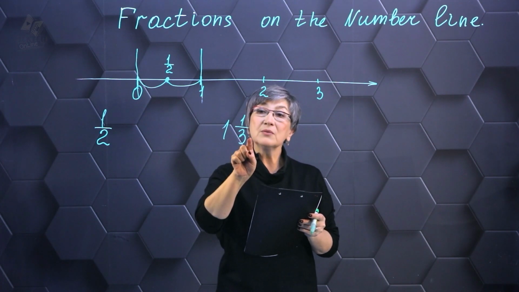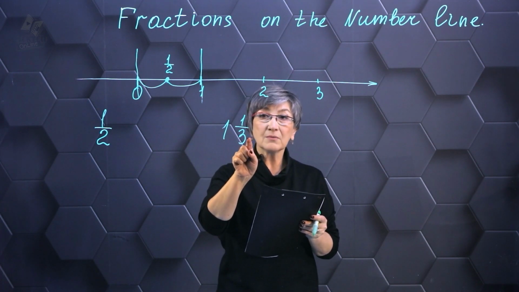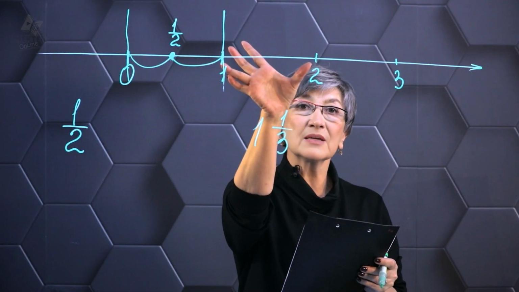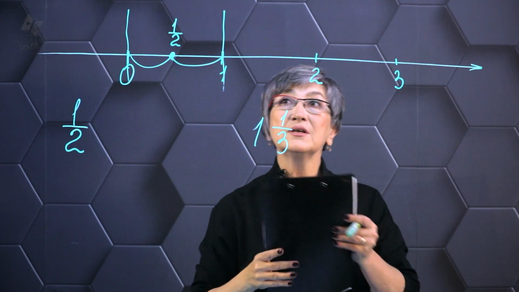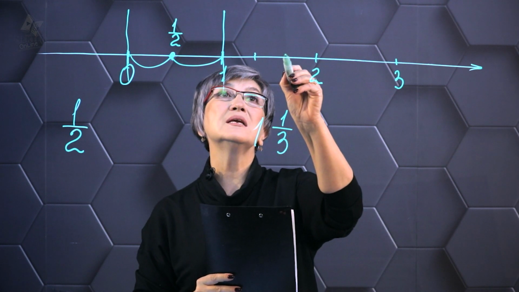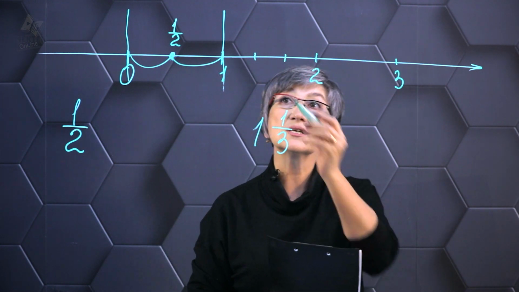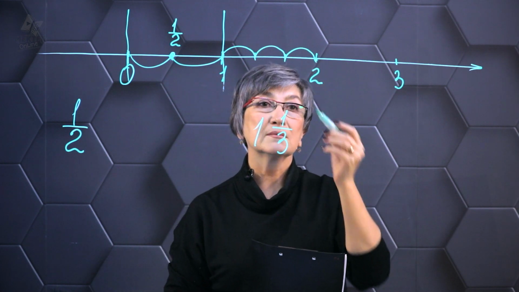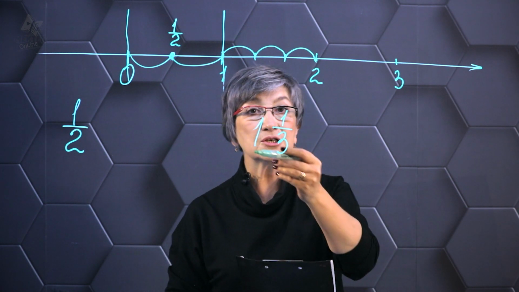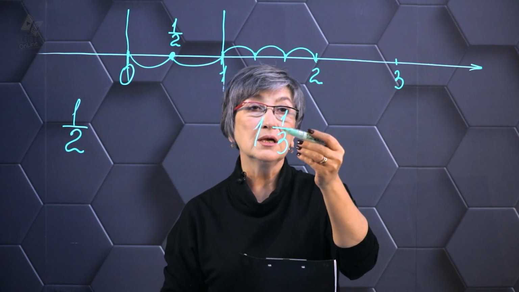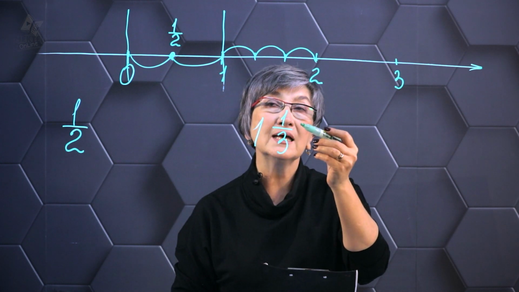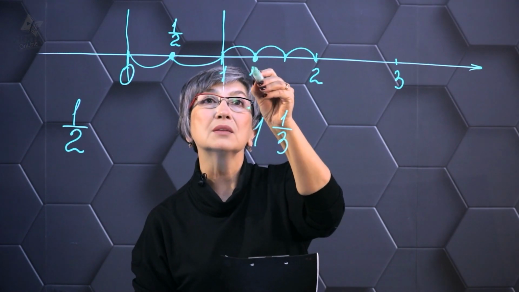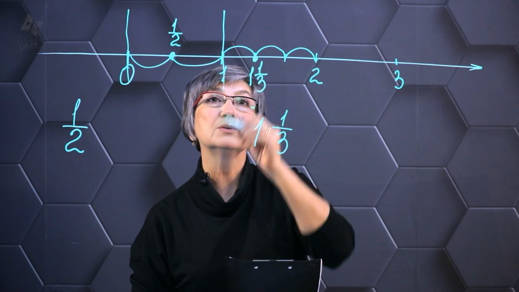Next, step 2, I pay attention to the denominator. It's 3. Therefore, I must divide this unit segment into 3 equal parts. Let's divide this piece into 3 equal parts. I did: 1, 2, 3. Now I need to label this number, 1 whole and 1/3. So I'll take 1/3. And this dot, that's 1 whole, 1/3.